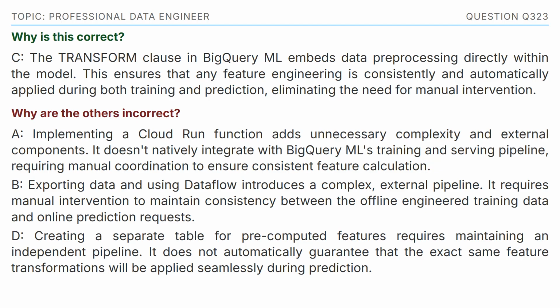A. Implementing a Cloud Run function adds unnecessary complexity and external components. It doesn't natively integrate with BigQuery ML's training and serving pipeline, requiring manual coordination to ensure consistent feature calculation. B. Exporting data and using Dataflow introduces a complex, external pipeline. It requires manual intervention to maintain consistency between the offline engineered training data and online prediction requests.